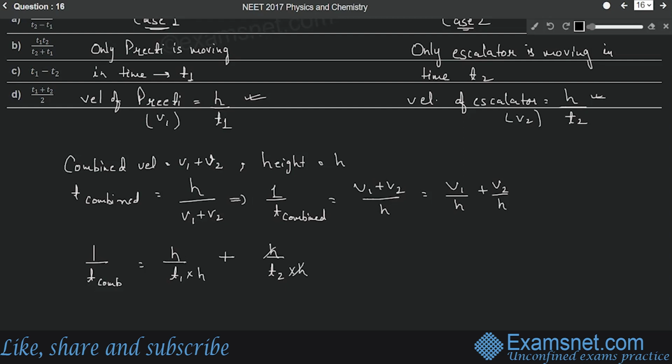So h will be cancelled. So it will be 1 upon t1 plus 1 upon t2. So this is 1 by t combined, that is t1 t2, and here we have t2 plus t1. Okay, so what will be the t combined? The total time will be inverse of this, that is t1 t2 upon t1 plus t2. That means option B will be the correct answer.